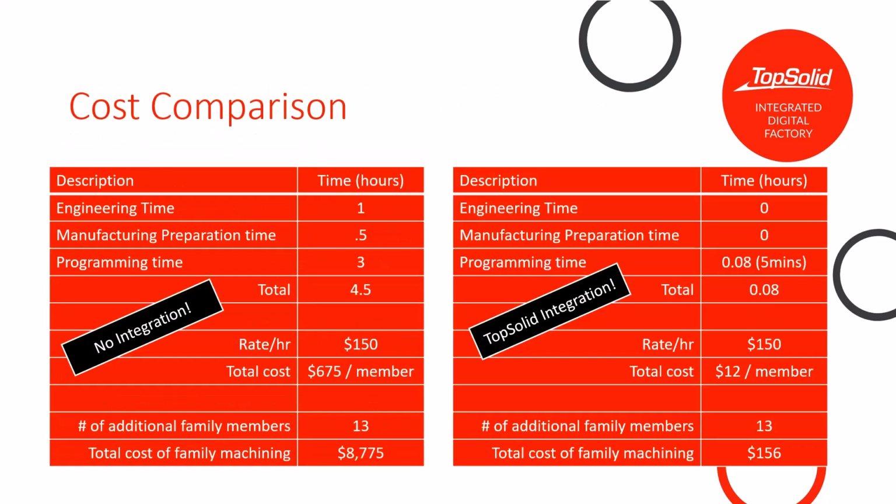So what does this actually mean? Let's do a cost comparison. Again, on the left, you have no integration. On the right, you have TopSolid integration. You have a total of 8,775, and here I'm just showing the family member reproduction, not that first off part, against $156. I was going to put the percentage of savings on here for you, but I think everyone understands the point. When you work with a real integrated solution like TopSolid, you have the ability to really streamline your manufacturing process. Not only streamline it, but make it reproducible, make it usable, make it efficient.